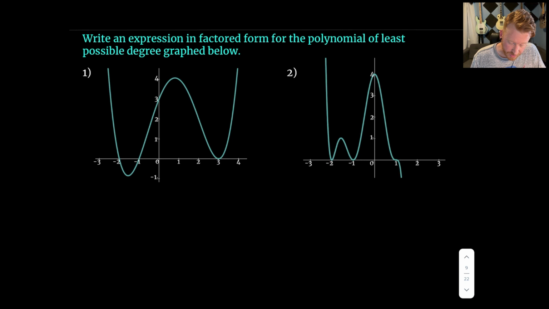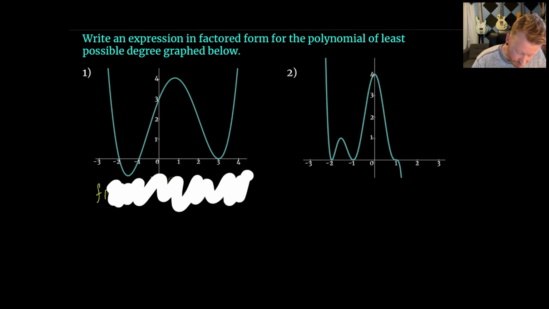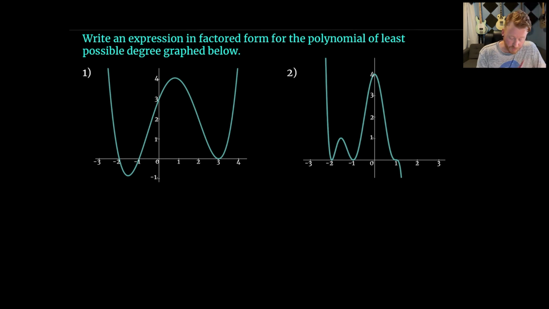So here we are asked to do an example. We're going to write an expression in factored form of the polynomial of least possible degree for each of these graphs below. So I know I'm going to try and write something of the form f of x equals some leading coefficient, and then we'll have things factored out here raised to some different powers. So that is our goal here. So let's see if we can start plugging in some pieces by taking a look at this graph here.